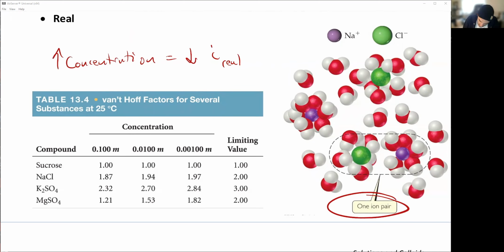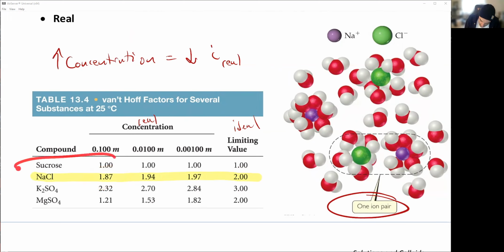So what we'll notice is, as concentration increases, the limiting value right here is the ideal. These are all real. If we take a look at something like sodium chloride, the ideal value would be two, but in really dilute solutions we're pretty close to it. But as soon as we increase the concentration to 0.1, so 100-fold, you see that it deviates quite a bit. And things are not created equally.